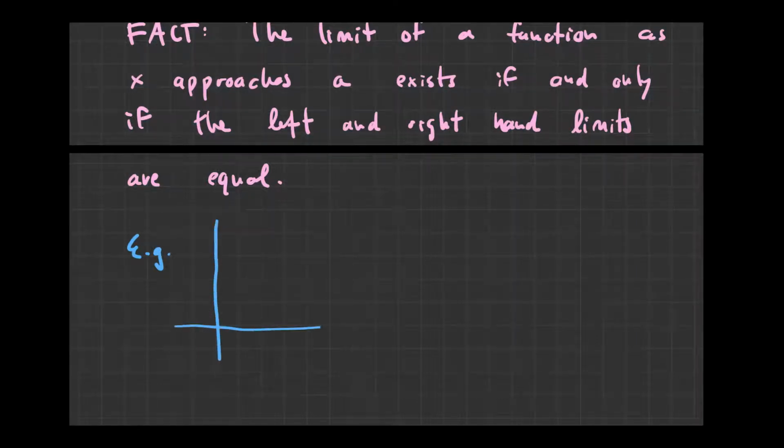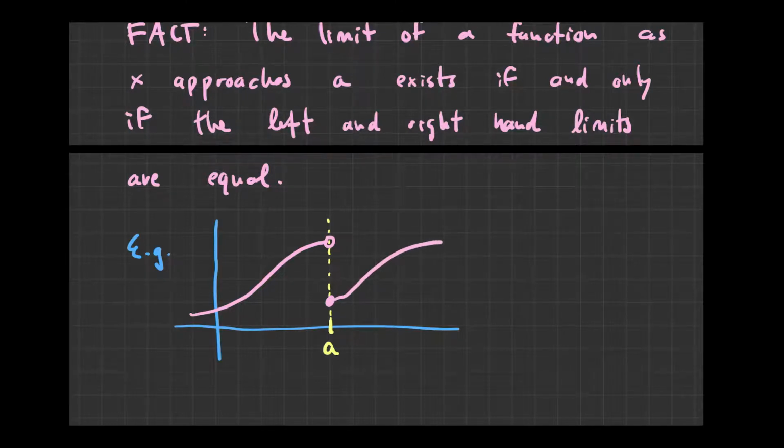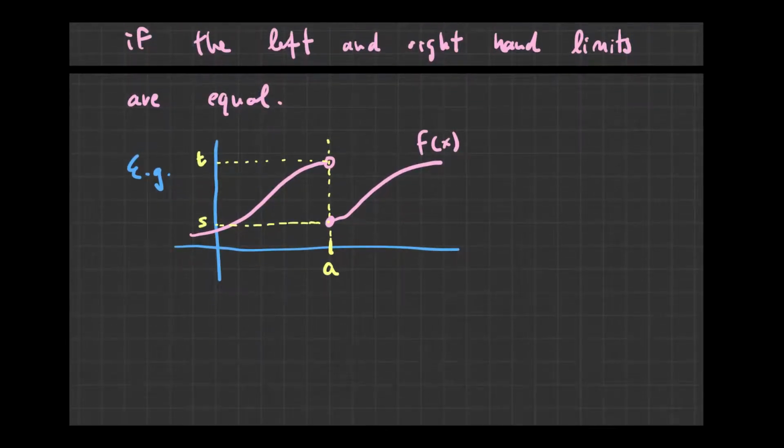if our function looks something like this, and here's our value a here. Okay, so if our function looks something like this, and then it picks up down here, that's what our function looks like. Let's name a few more of these values. Let's call this t, and this is s. Let's call this function f of x. I know that we've got a few different things going on here.